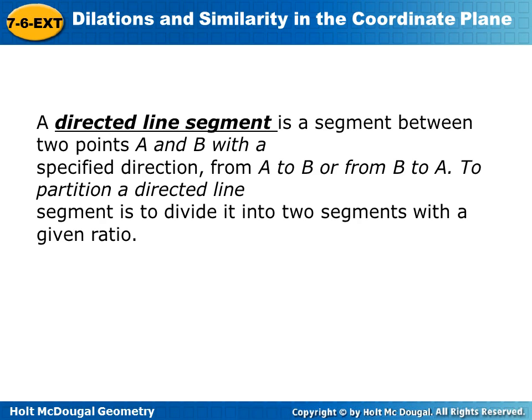A directed line segment is a segment between 2 points, A and B, with a specified direction from A to B or from B to A. To partition a directed line segment is to divide it into 2 segments with a given ratio.